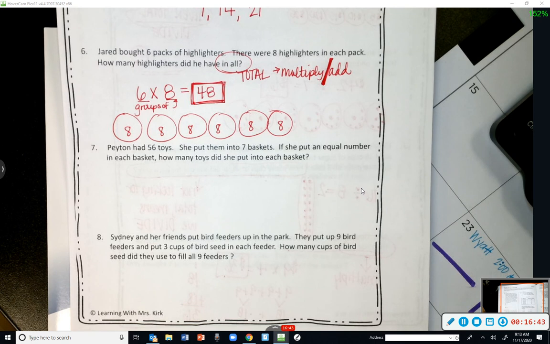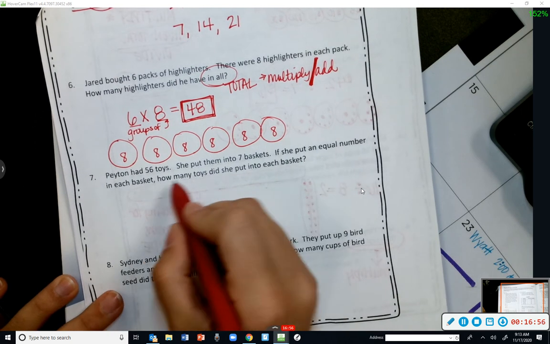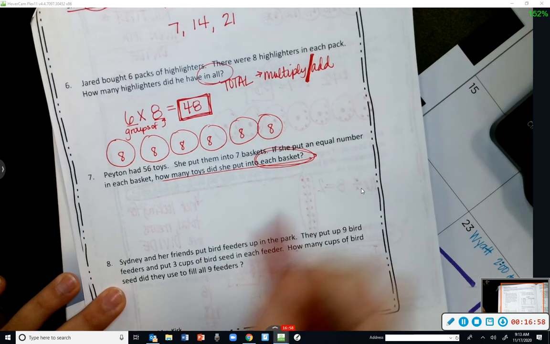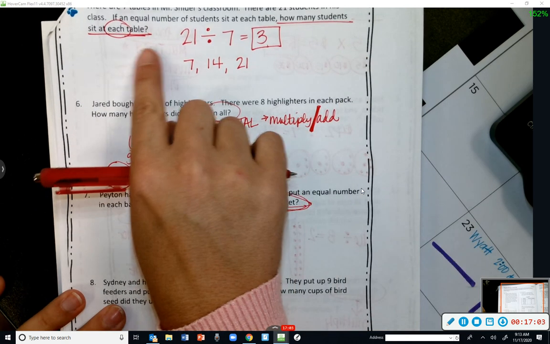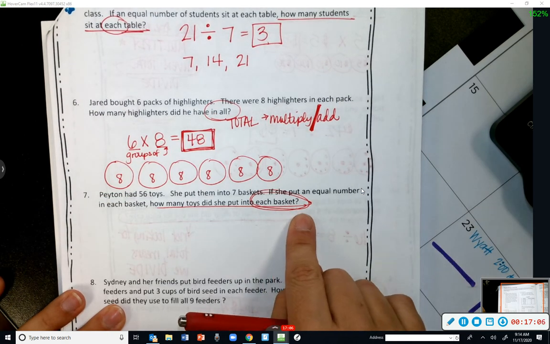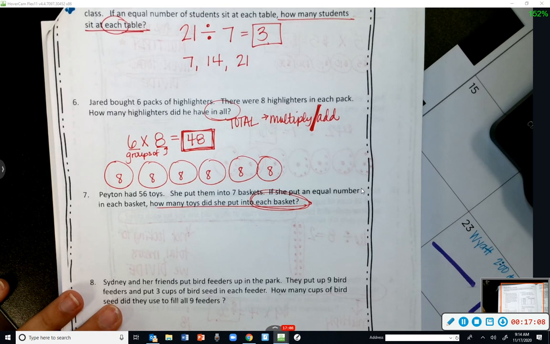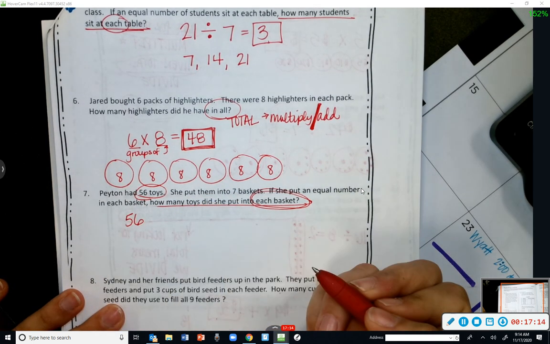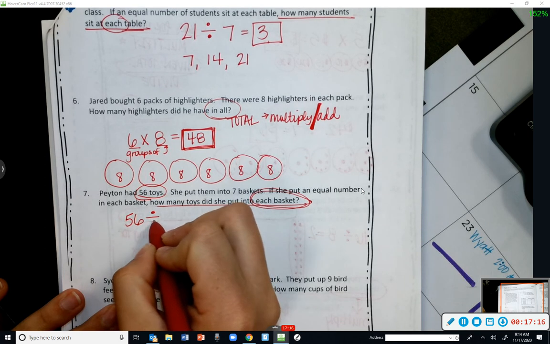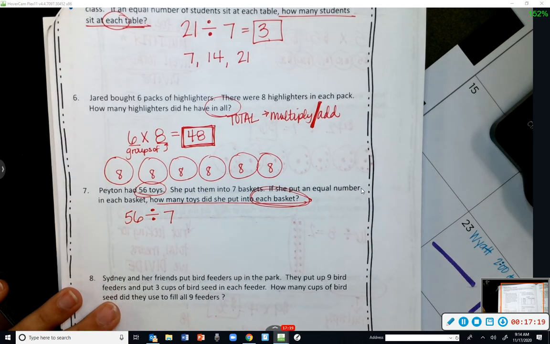Number 7, Peyton had 56 toys. She put them into 7 baskets. If she put an equal number in each basket, how many toys did she put in each basket? We hear that again. Each basket. What does that mean when we usually hear that? How many students sit at each table? How many toys put in each basket? Divide. We had the total, which is 56 toys, and we're splitting them up into 7 baskets.